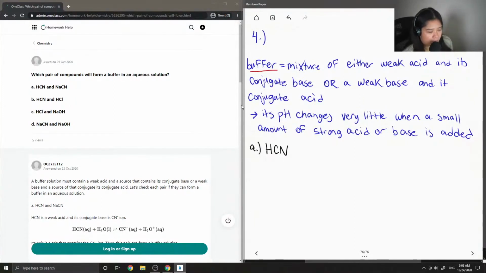Okay, so we have HCN and sodium cyanide. So HCN is a weak acid. And the sodium cyanide contains the cyanide ion, which is the conjugate base. So therefore, this will form a buffer solution.